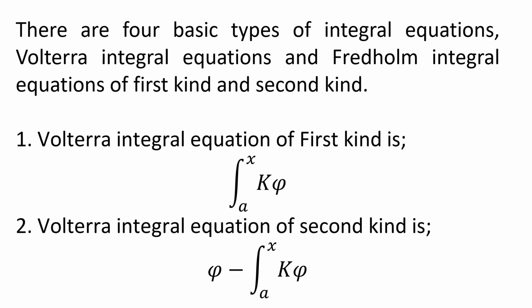You can see here the limit. In Volterra, the lower limit is fixed and the upper limit is variable. You can remember it this way: V means variable, so this limit is variable. This function is there, and this k is the kernel, which we will not discuss here. If it is the first kind, the function is not outside, only inside. If it is the second kind, the function can be inside and also outside. This is the difference between the first and second kind of Volterra integral equations.